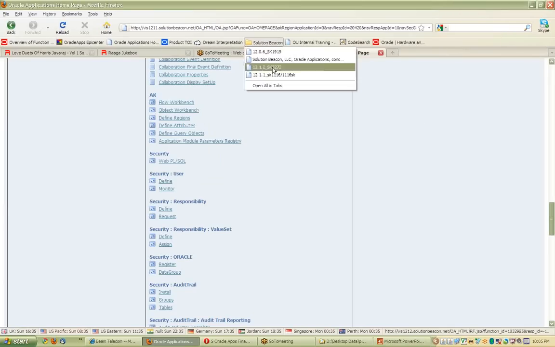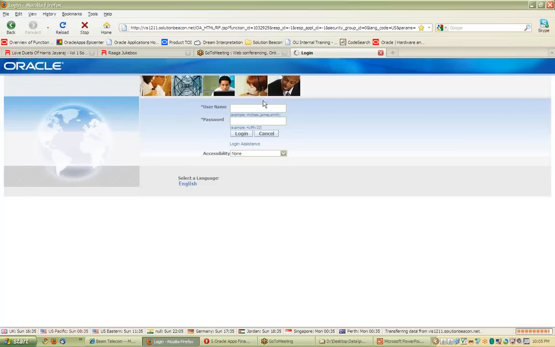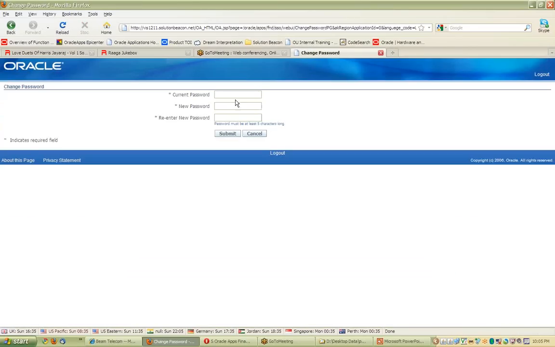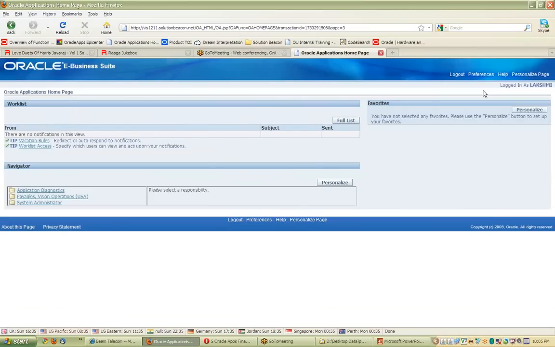So let me log in again. Lakshmi, welcome 123. Login. It will ask you for a current password and the change of new password. Welcome 123. Welcome. Okay. So now you can see Lakshmi.